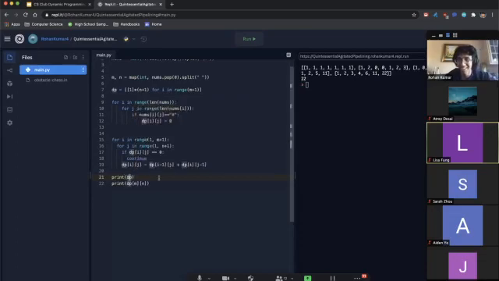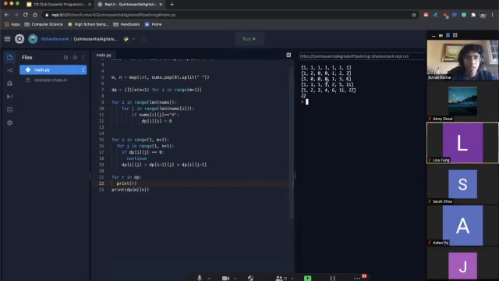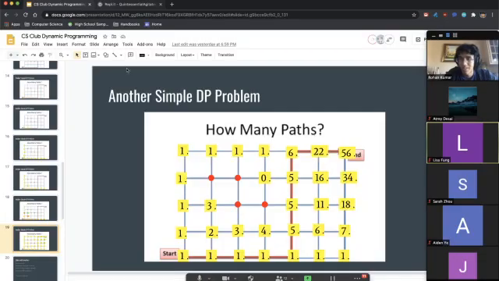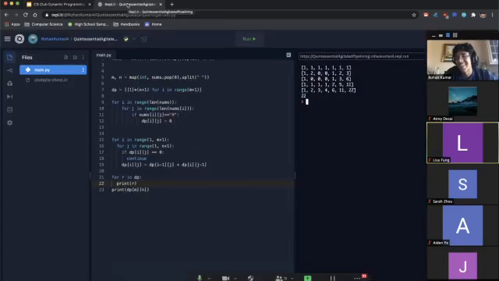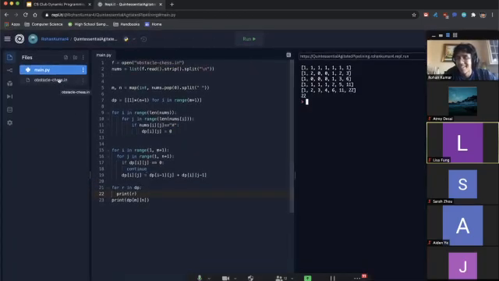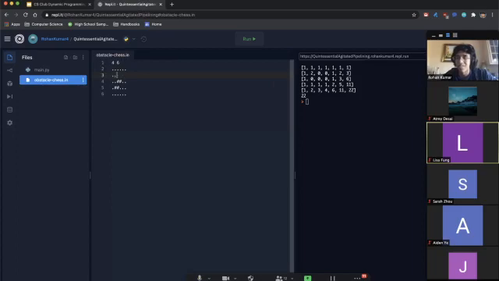Hold up. Print dp. 4 row in dp. Okay, let's try that. Alright, this seems about right. Right? Oh, okay, I see. Whoops, I gotta have this many. Okay.